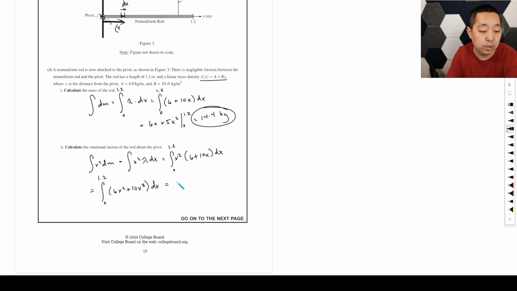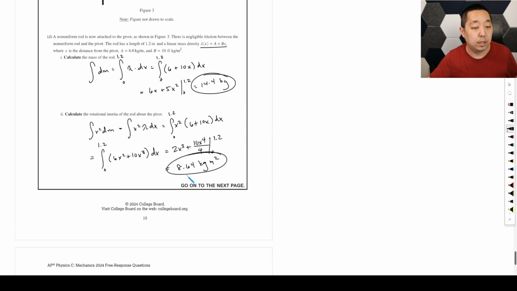2x cubed plus 10x to the 4th over 4 from 0 to 1.2. Just because pulling up the calculator and typing it in is probably going to take a little bit longer than me just doing this. But if I make a mistake, you guys will let me know. And that is 8.64 kilogram meter squared. And that is the end of the exam.